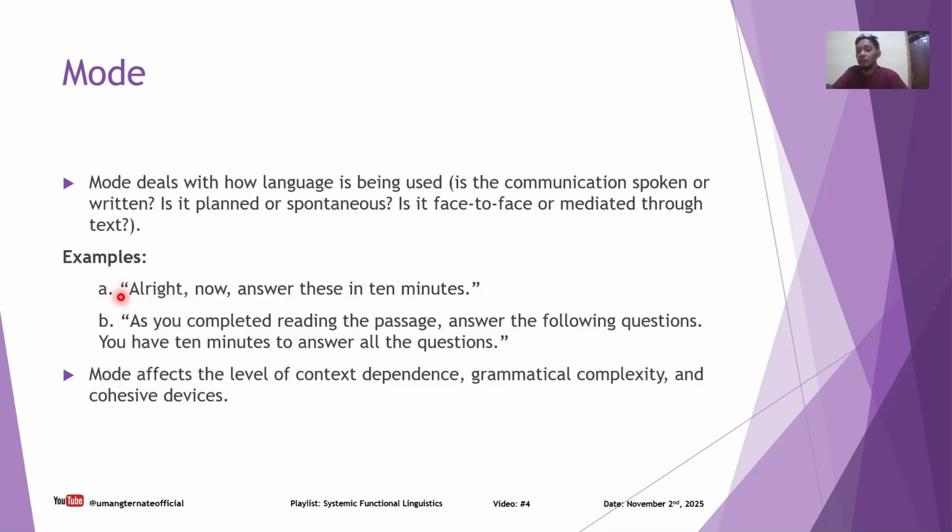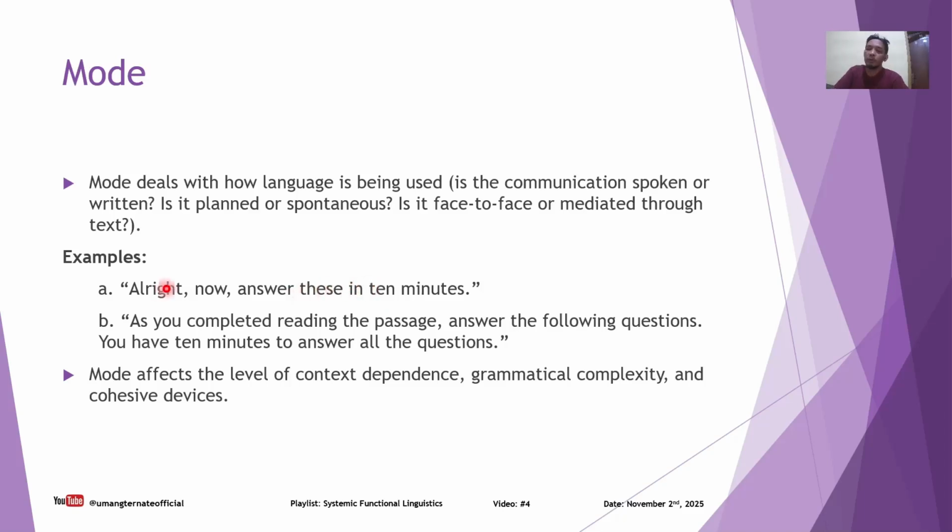The example A is shorter than the second example, example B, and we can predict that example A is a kind of spoken interaction, spoken text, like the teacher says to the students to answer the questions in 10 minutes. Why do we say that this is a spoken interaction, and face-to-face interaction especially?